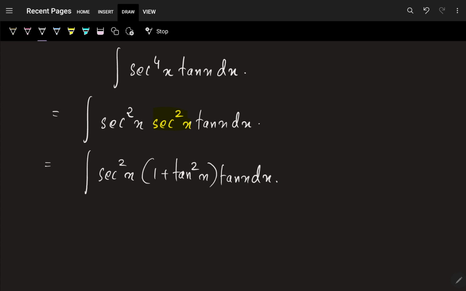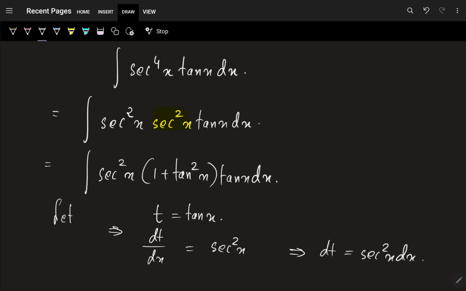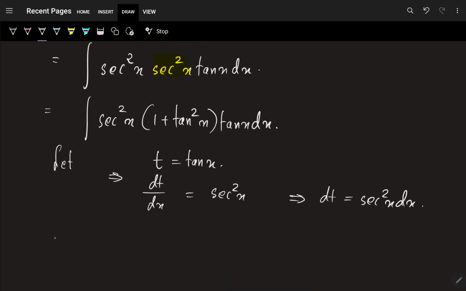Now what you do, you let t as tan x, then dt by dx will be sec square x. So this is going to be dt is equal to sec square x dx. So now this sec square x dx is dt, and everything else, this is 1 plus t square, and t is tan x, and everything else is dt. So this will be integration t plus t cube dt.